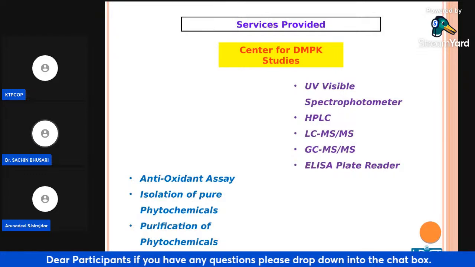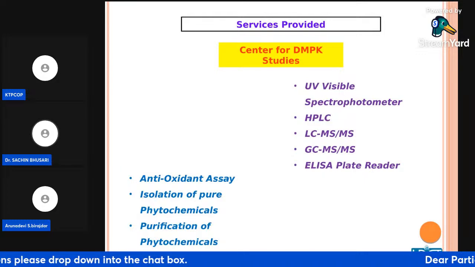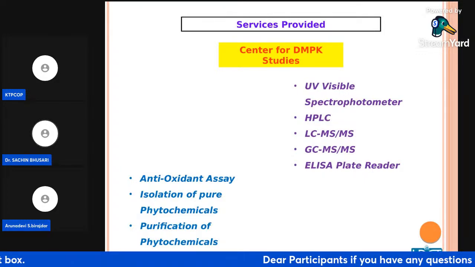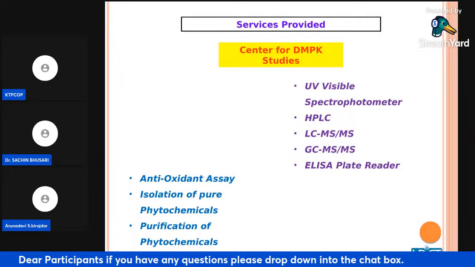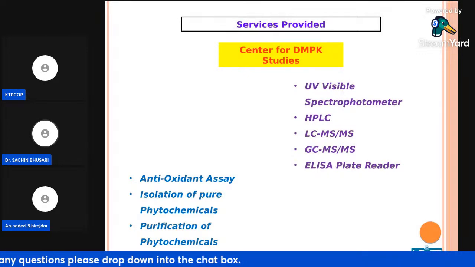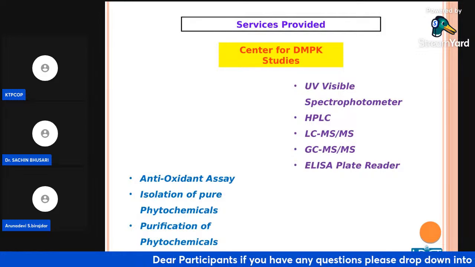So we do have currently good industrial projects also. We offer services in visible spectrophotometry, HPLC, LCMS, GCMS, and ELISA plate reader. GCMS facilities are a little bit restricted for outsiders, but other than GCMS, we are currently offering every facility. We are more into antioxidant assays, isolation of phytochemicals, purification of phytochemicals, and we do offer contractual research services also.